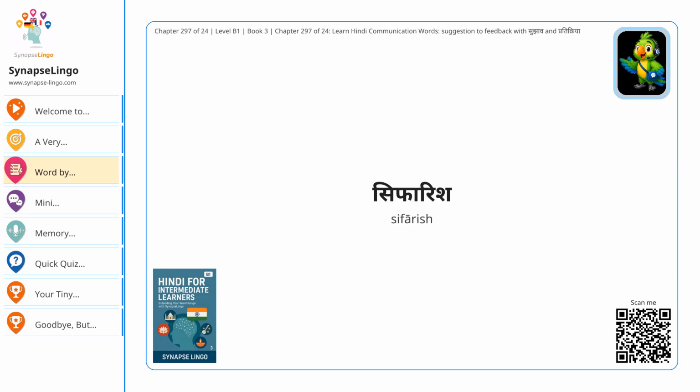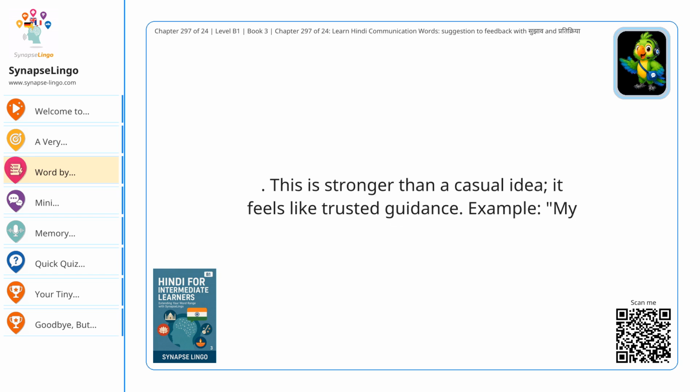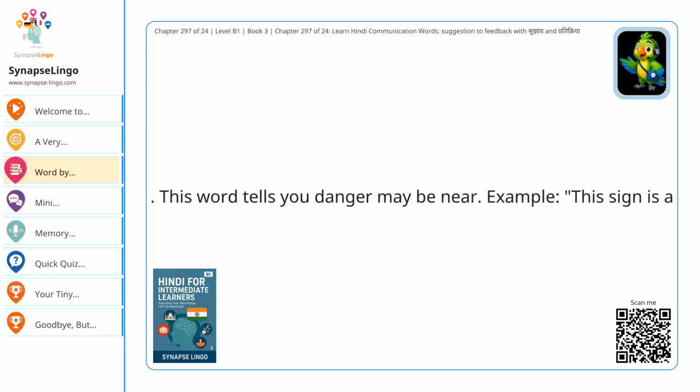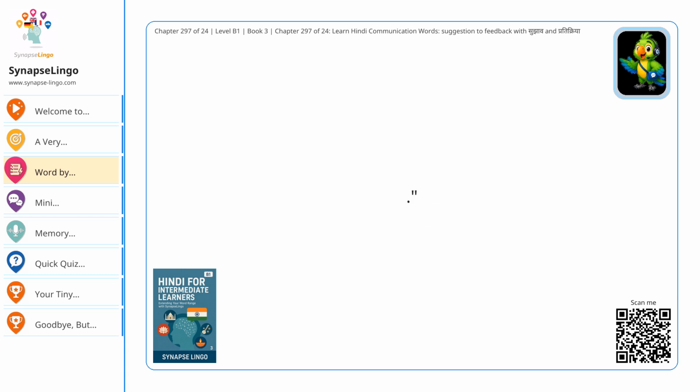Recommendation. सिफारिश. This is stronger than a casual idea, it feels like trusted guidance. Example: My सिफारिश is Dr. Mehta. Warning. चेतावनी. This word tells you danger may be near. Example: This sign is a चेतावनी.